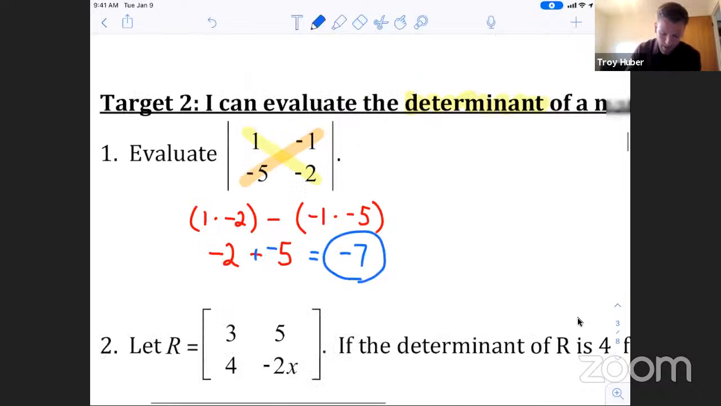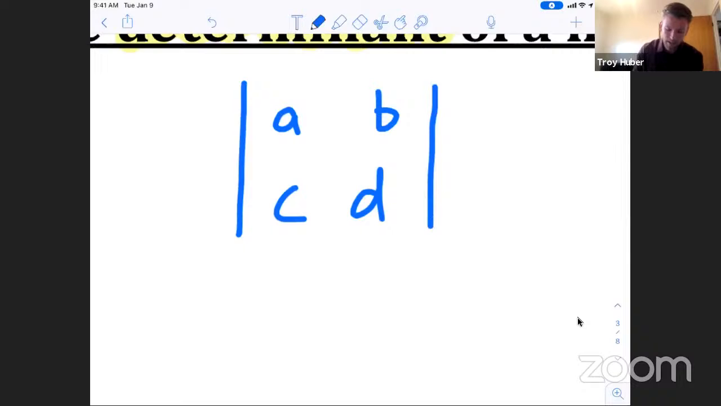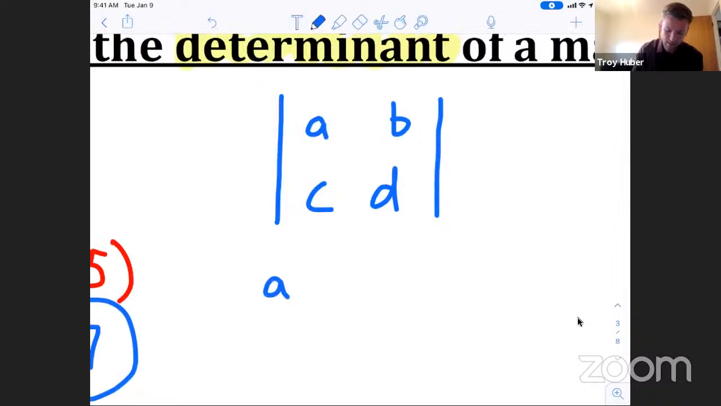Or if we wanted a formula for how we find the determinant of a 2x2 matrix, we could just name these with variables. So it would be A times D minus B times C.